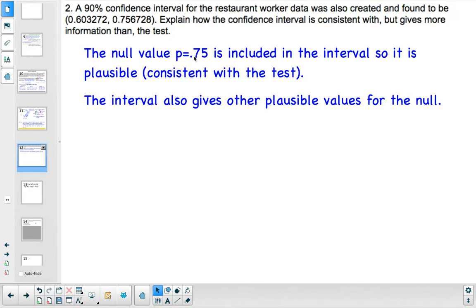So this null value of 0.75 is included, so it's plausible and consistent with the test. And for the more information, you're asking what more information does it give you? Well, there are other plausible values. So remember, with a significance test, you're making a decision about a claim, or with a confidence interval, you're estimating it.